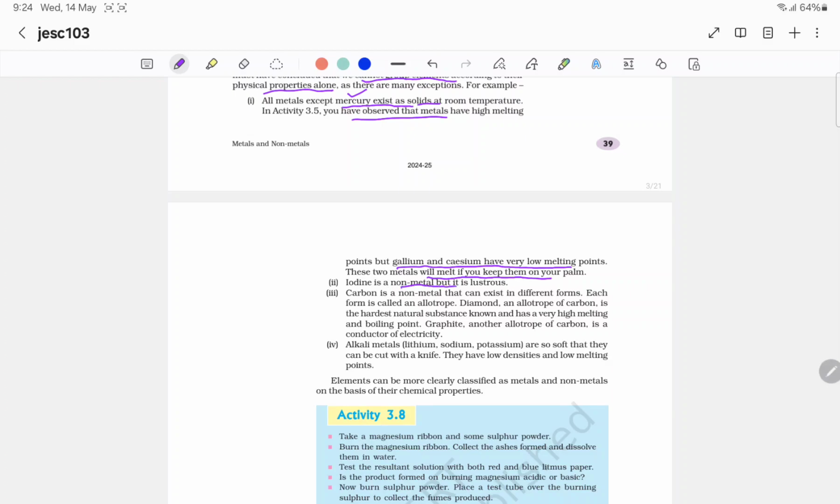Iodine is a non-metal but it is lustrous. We say that non-metals have no luster, but iodine is a non-metal which is lustrous, which shines.